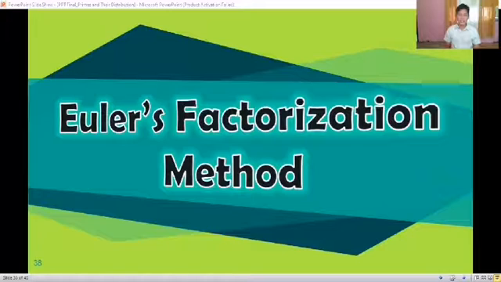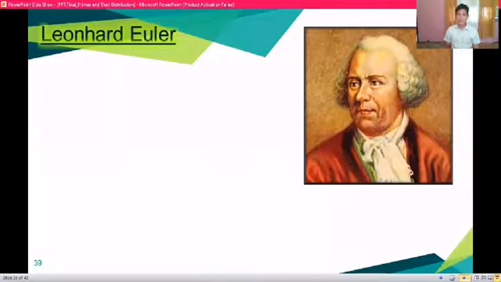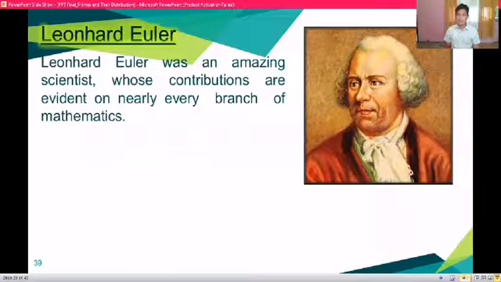Just like the other method, this method also has a proponent, a person who is behind it. The person behind this method is Leonhard Euler. He was an amazing scientist whose contributions are evident in nearly every branch of mathematics. The sheer volume of work that he did in his lifetime is unreal. It has been said that his collected works would fill the pages of over 100 large books.